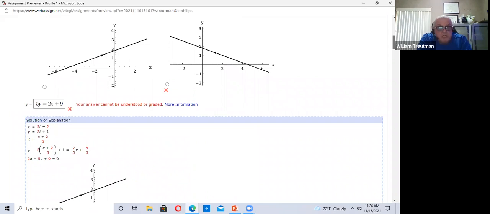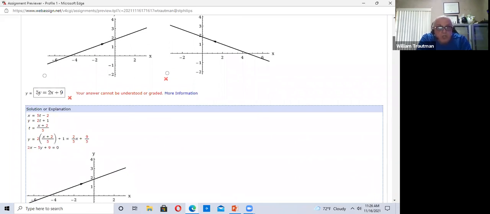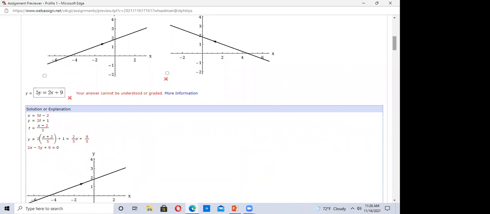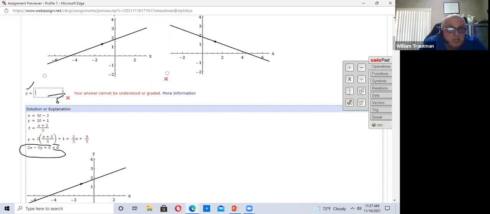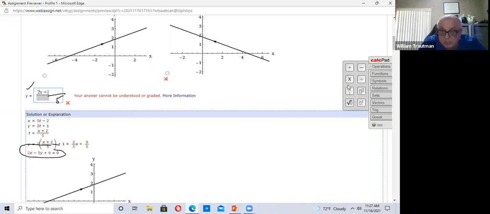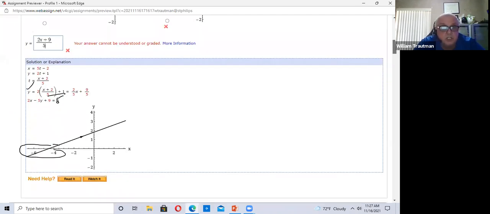Oh, it's y equals. They want it in the form of, see, I didn't even see that. I thought this was their answer, but that's not correct. The answer is in the form of y equals. So it's 2x plus 9 over 5. Let's redo that. 2x plus 9 over 5, the fraction. I didn't even see the y equals there. I thought they just wanted to write the equation in.